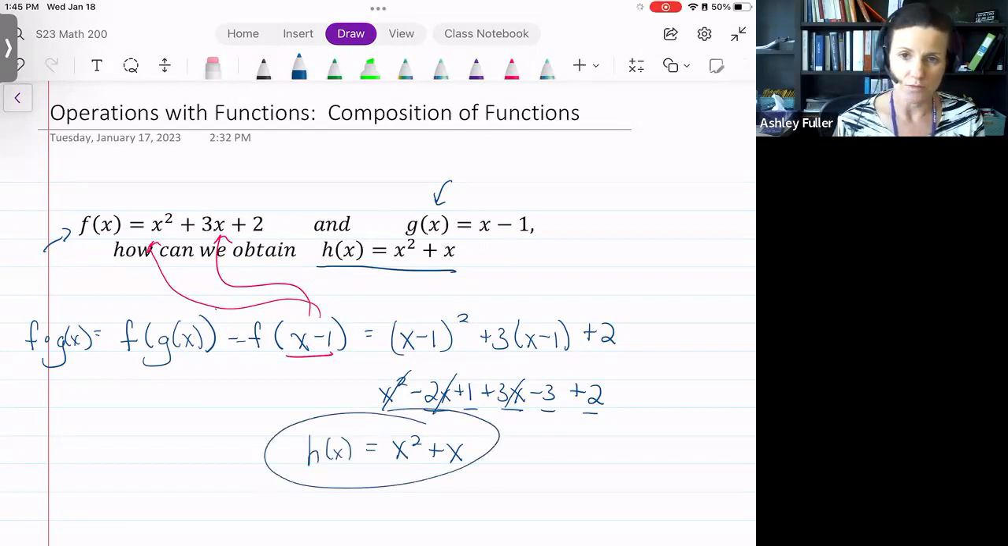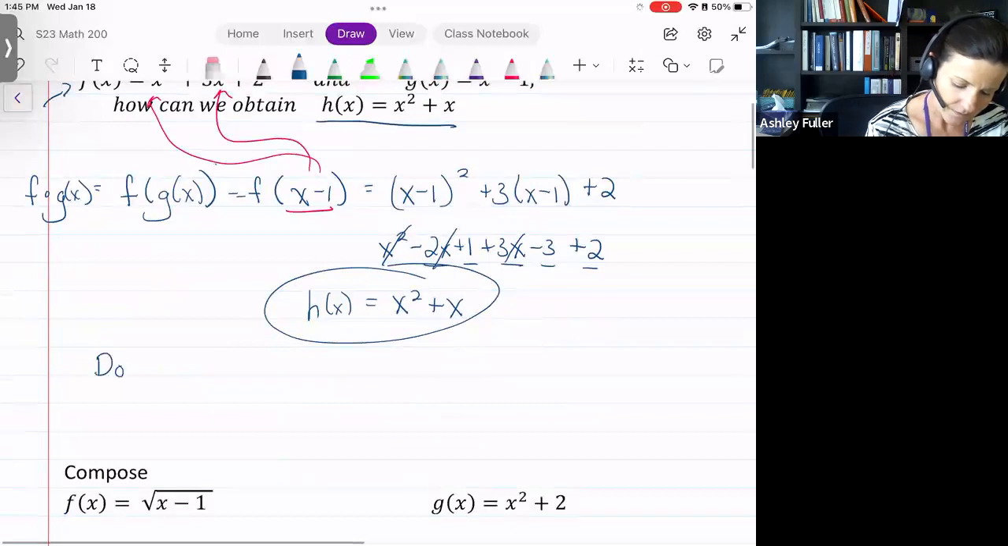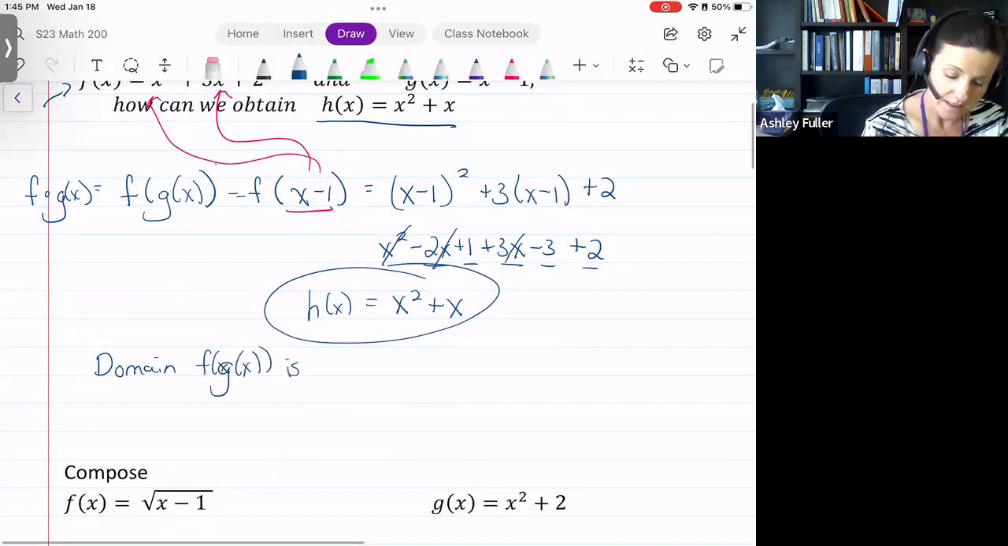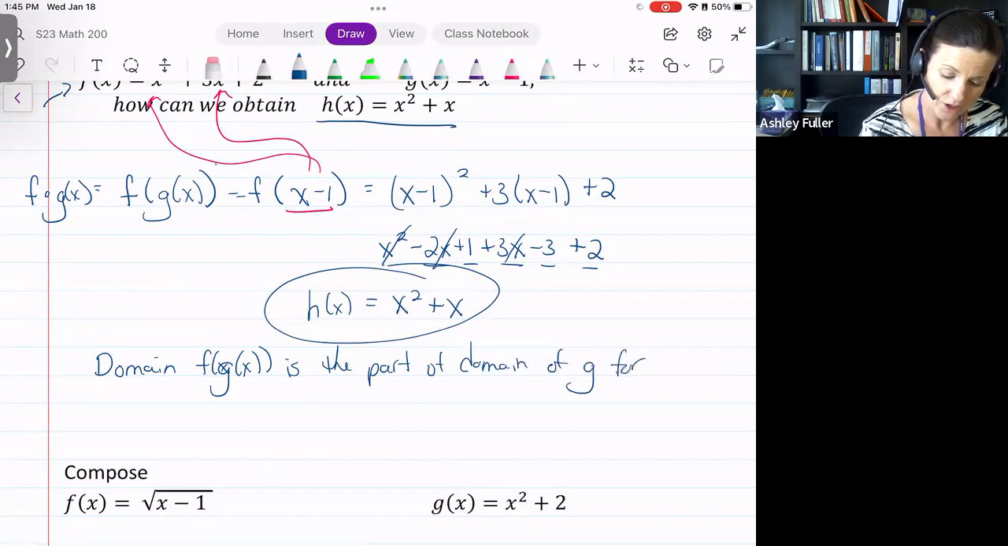Do note that the domain of f of g of x is the part of the domain of g for which f of g of x is defined.